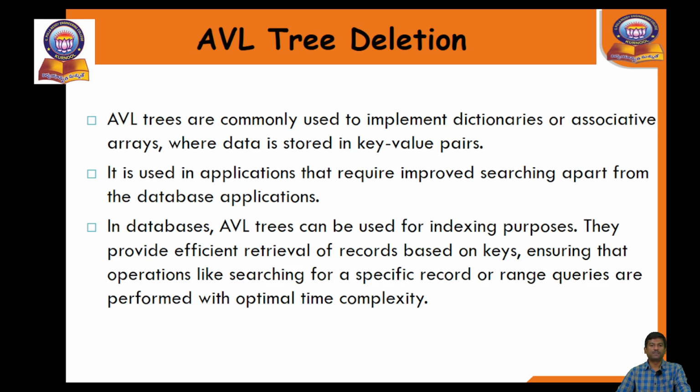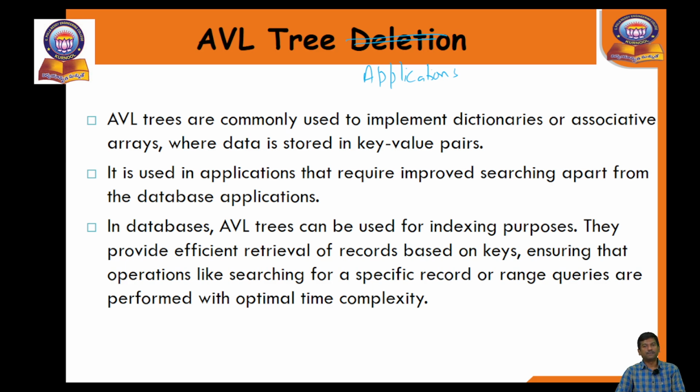And coming to the AVL trees which have been implemented, what are the applications? AVL trees are commonly used to implement dictionaries or associative arrays where the data is stored as key value pairs. And they are used in applications that require improved searching, apart from database applications. In such cases, the AVL tree is implemented.